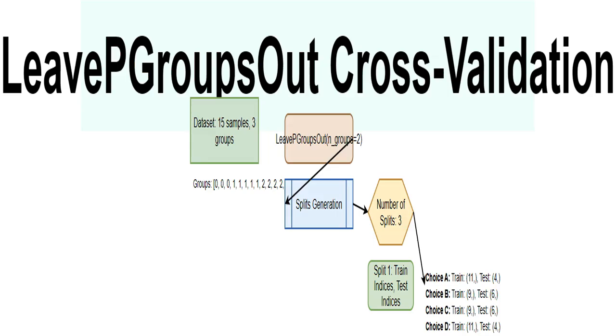I'm using LeavePGroupsOut from Sklearn, a powerful tool for doing cross-validation. This method is super cool because it makes sure that when I'm splitting my data, samples from the same group don't end up in both the training and testing sets at the same time. That's crucial to avoid data leakage and get unbiased results.